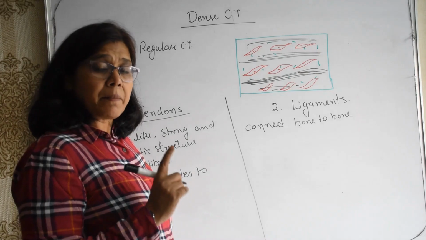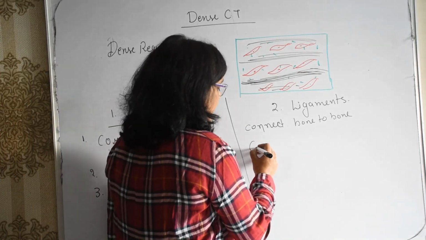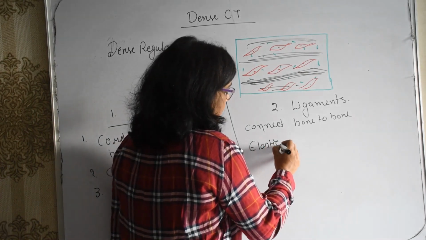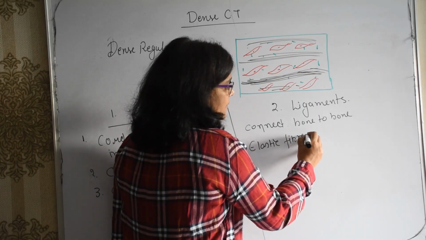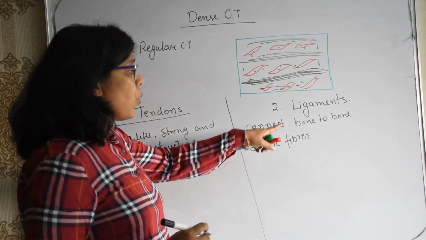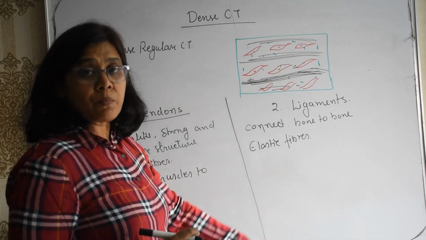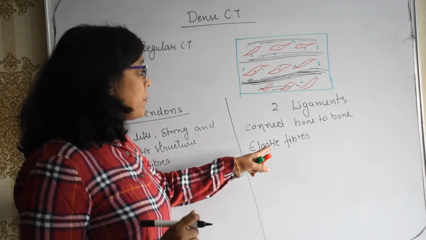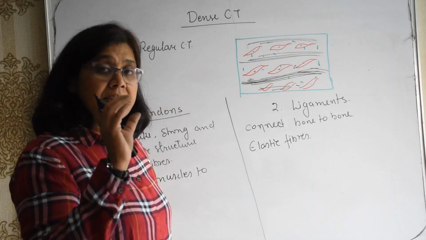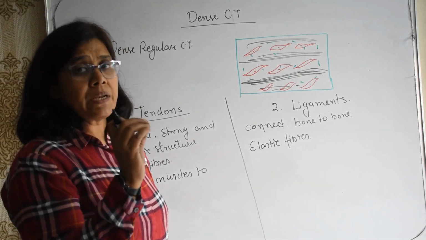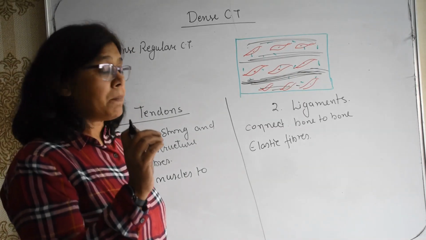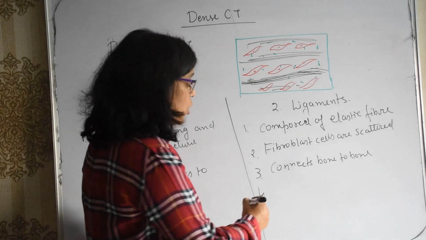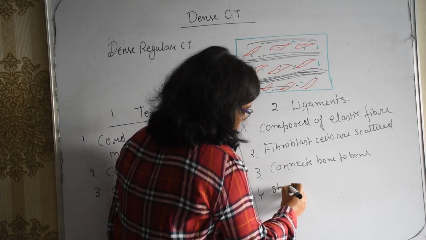In the ligaments, the main fiber present is elastic fiber, which forms a network. Though collagen fiber and fibroblast cells are present here, collagen fibers are few in number, and it forms a strong and elastic structure.